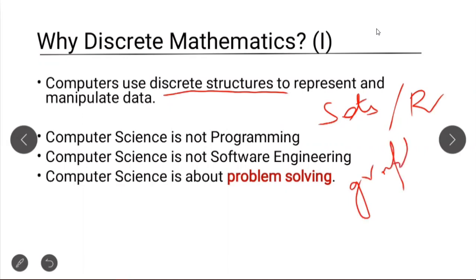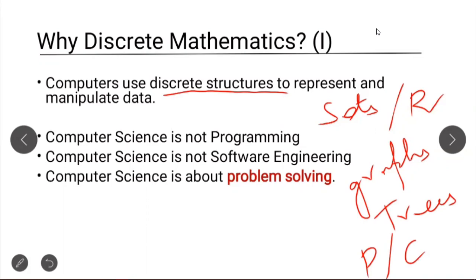This is not the XY coordinate graphs, this is something different. Along with that, you have trees. These are the subtopics of computer science. Permutations. This is something that you have already studied, permutation and combination. So these are the discrete structures that we use to represent and change the data.